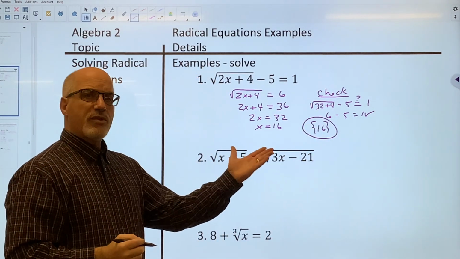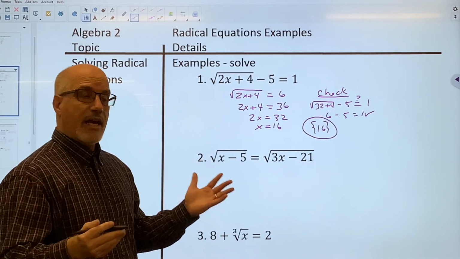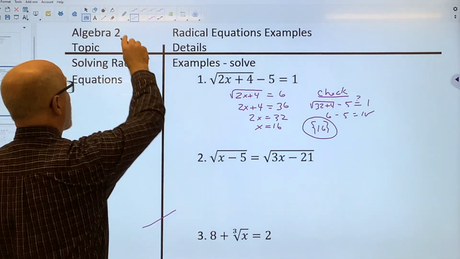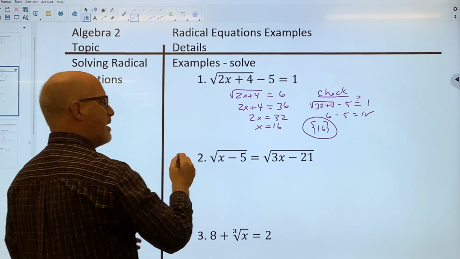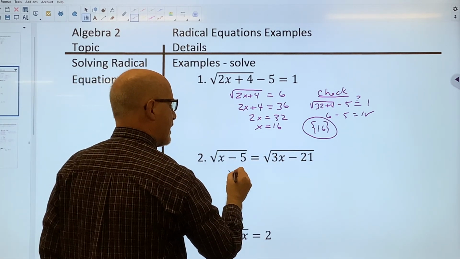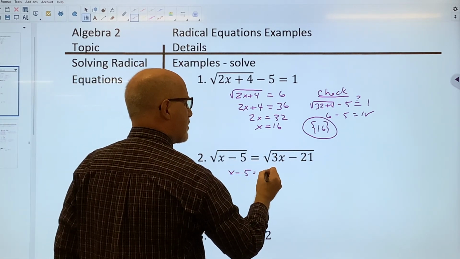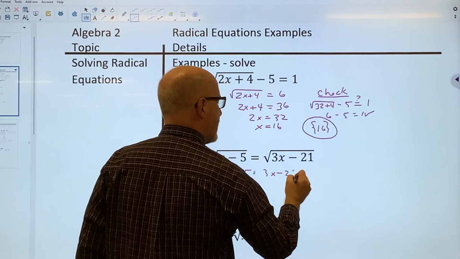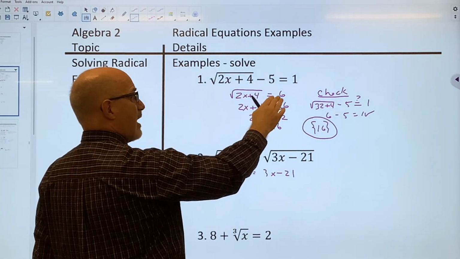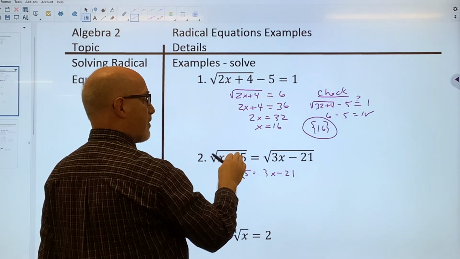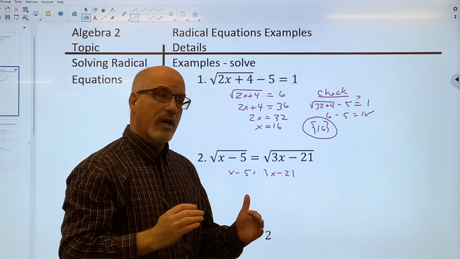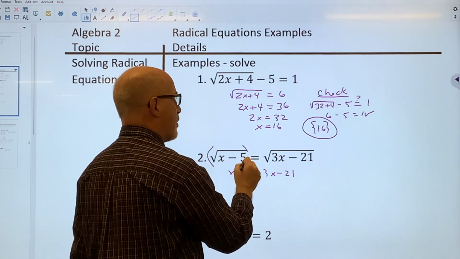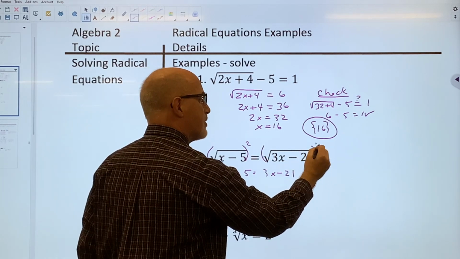Again, the square roots are by themselves already. I can square both sides, and that's going to get rid of both of those square roots, which is very fortunate. So if I get rid of that, I get x minus 5 equal to 3x minus 21. So notice when here I had to square a number, that changed it, but here with both square roots on both sides, when I square both sides, that will get rid of the square roots.